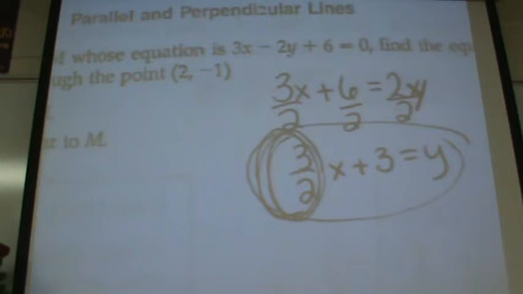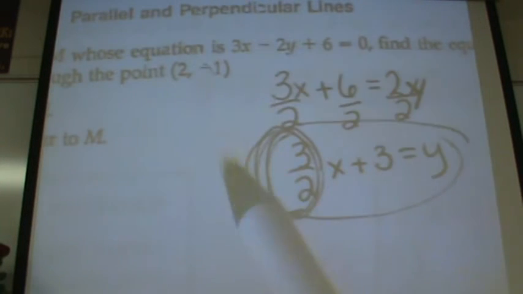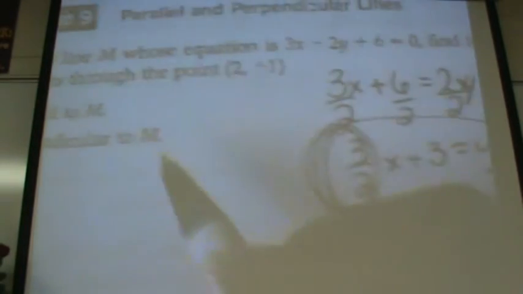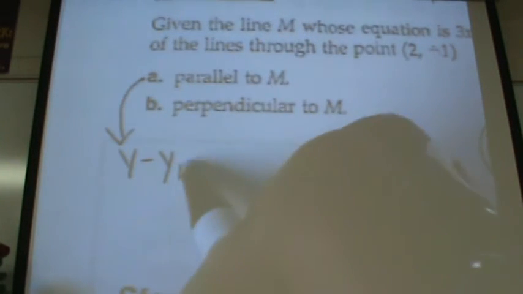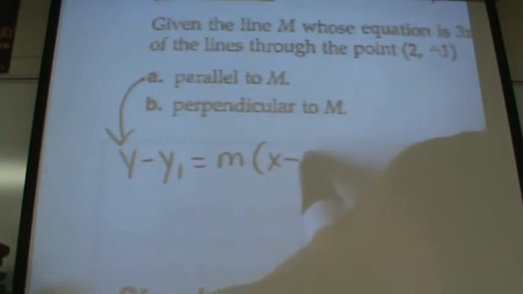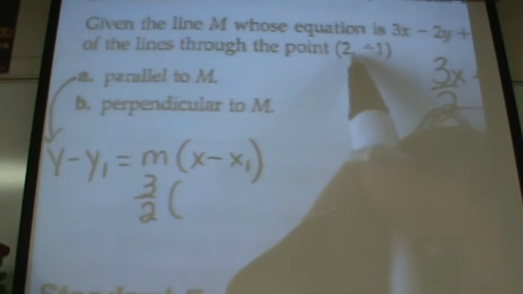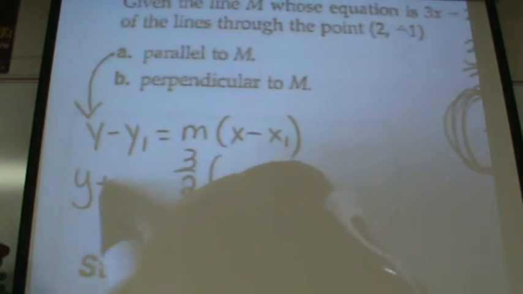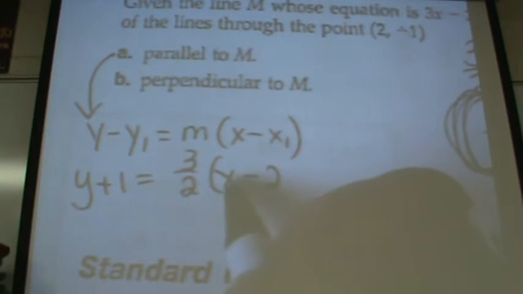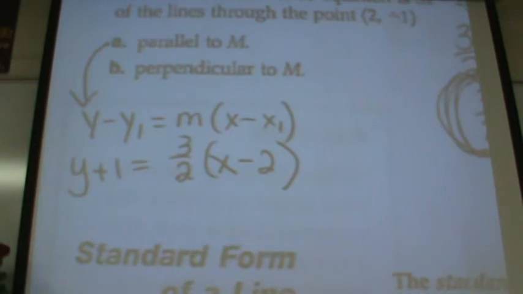What's the easiest route? If we know the point and we know the slope, what's the easiest route? Point-slope. Yep, point-slope. So how would you do A? I'm going to write it for you. Here's point-slope. All we need to do is put a 3/2 for m. And what's the point? It's (2, -1). So y plus 1 equals 3/2 times x minus 2. Done.